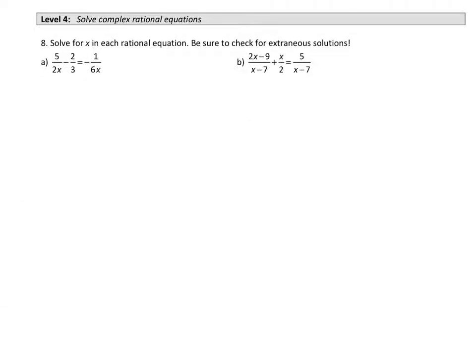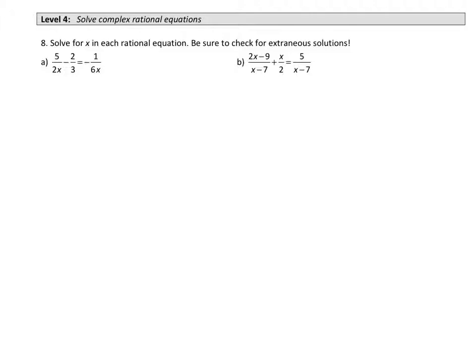In level 4, we will be solving rational equations, which have fractions in them, and the variable might be in the denominator or in various places throughout the equation. The easiest way, I think, to solve a rational equation is to make the denominators go away. And you can do that by multiplying both sides of the equation by the least common denominator.